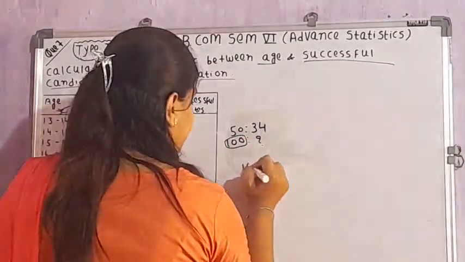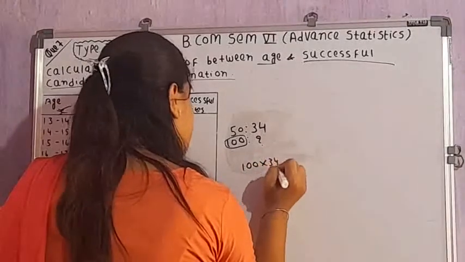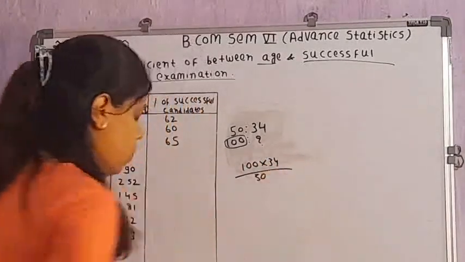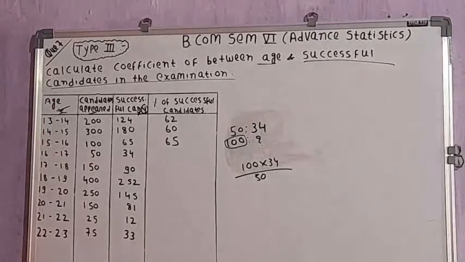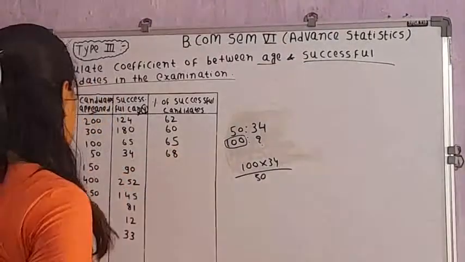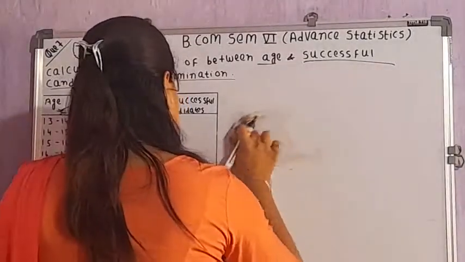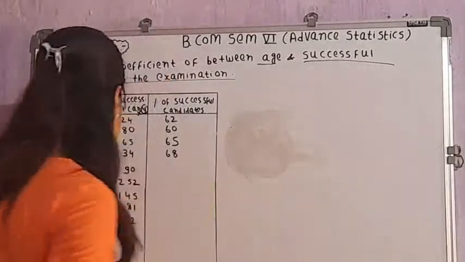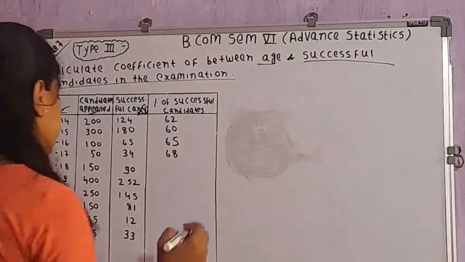So 100 into 34 divided by 50. So we have got 68%. Then for the next group, 150 candidates have appeared.